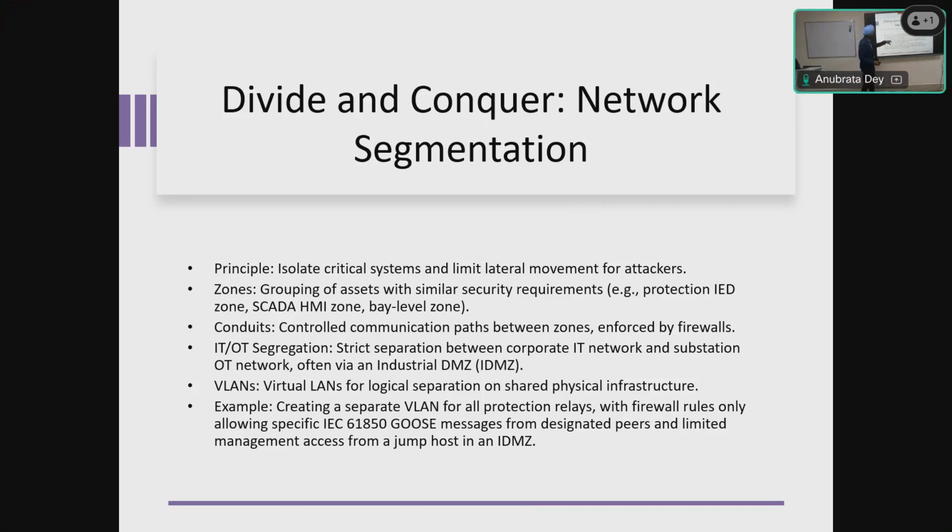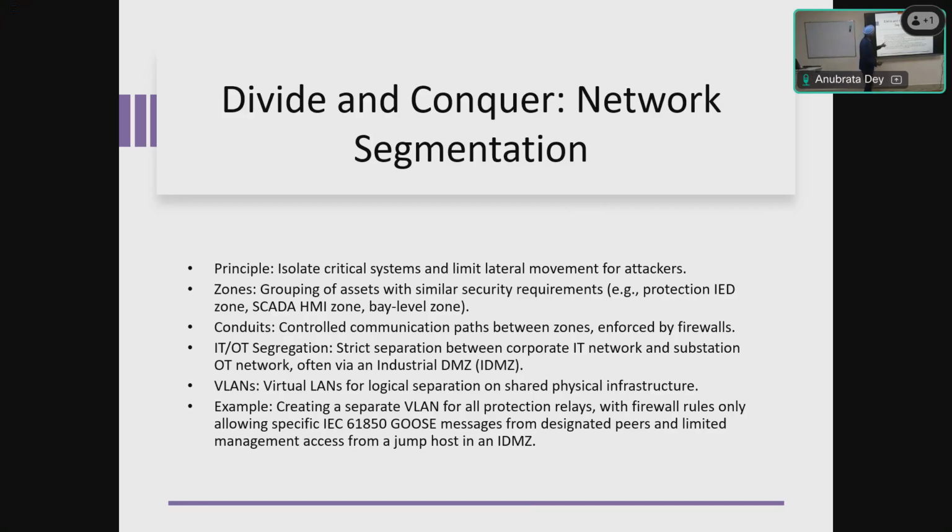You can have a protection IED zone, a SCADA HMI zone, a bay level zone or station bus zone, and an enterprise level zone. So depending on the security level, you're going to divide them into various zones. I'll give you a bunch of examples. And then you are going to create conduits between those zones. Those conduits are basically controlled communication paths between zones, which will be enforced by the firewalls. So those conduits will be there.